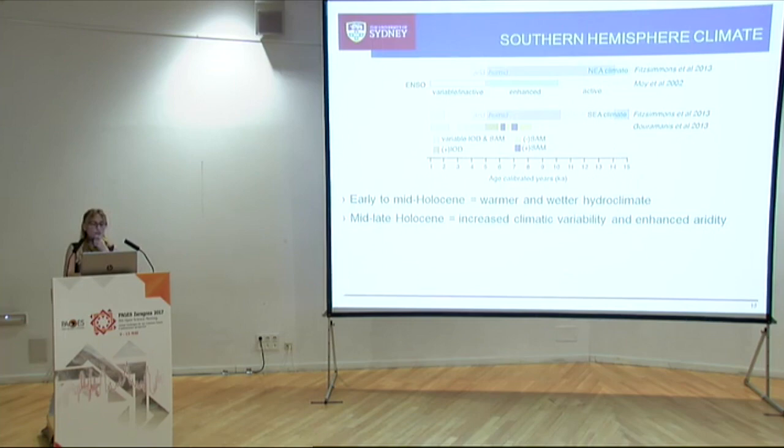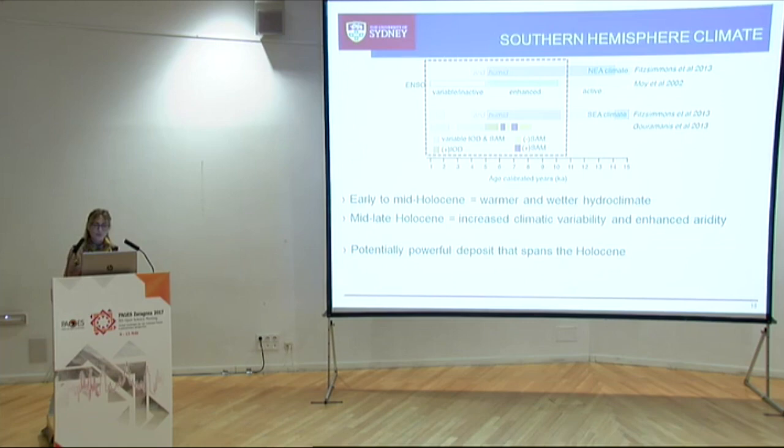Now, in terms of how this can contribute to the broader global climate debate for Southern Hemisphere climate, and more specifically eastern Australia climate, from the early to mid-Holocene we have wetter and warmer conditions transitioning in the mid to late Holocene to more increased climatic variability and enhanced aridity. And the placement of our record can be potentially really powerful for this period because it can really shed light on the interactions that we're seeing for Southern Hemisphere climate for the Holocene.